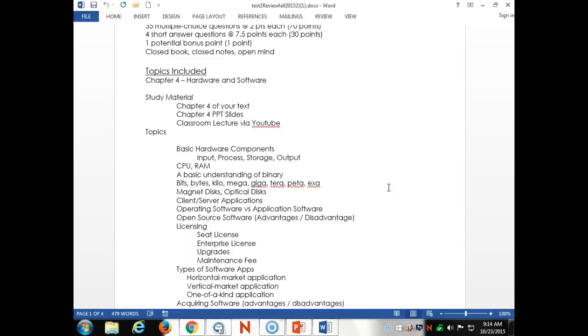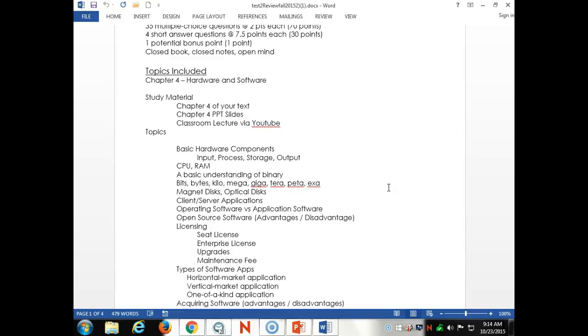Client-server applications, we talked about thin versus thick. Operating software versus application software. So some examples: Android. Is that operating system or application software? Android would be an example of operating system software. Excel is an example of application software.